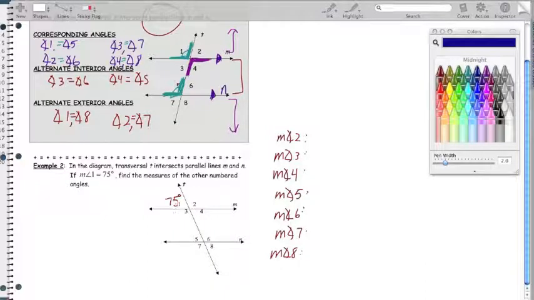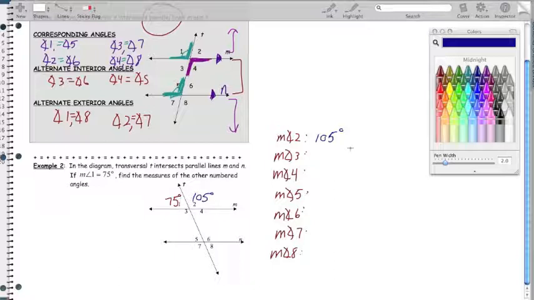Angle 1 is 75 degrees. Well, I can say that angle 2 is going to be 105 degrees. And the reason I'm saying that is because angle 1 and angle 2 are supplementary. So if this is 75, 75 plus 105 is 180. 180 minus 75 is 105. So that's how I find what angle 2 is.